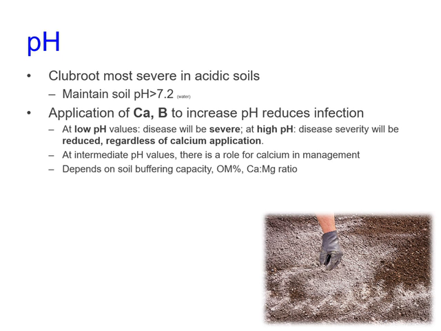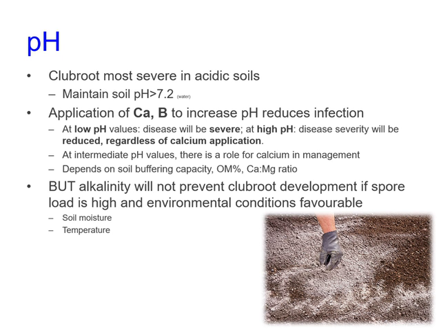This also depends on the soil's buffering capacity, the organic matter percentage, and the calcium-magnesium ratio. However, even if the soil is alkaline, it will not prevent clubroot development if there's a very high initial inoculum and the environmental conditions are favorable for disease development.